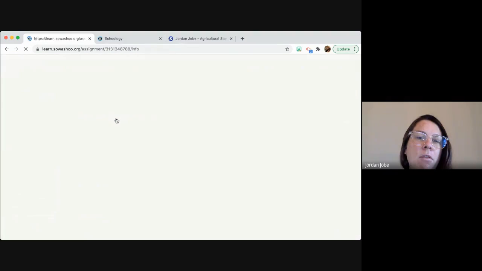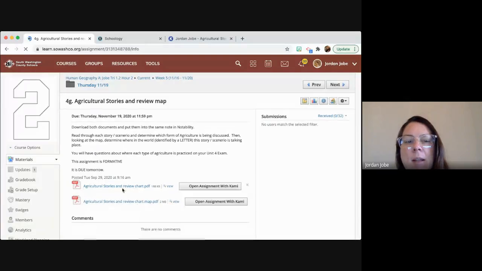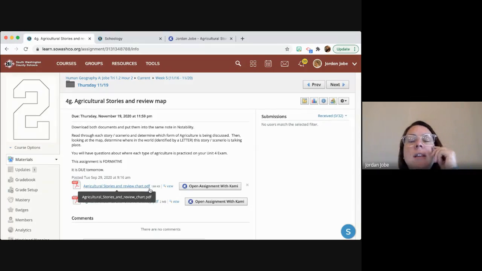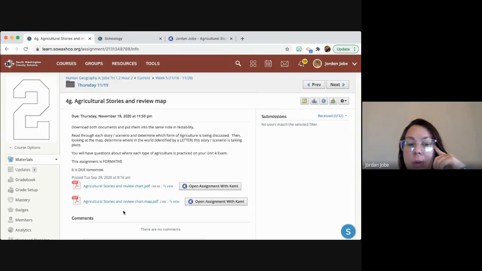you click on the agricultural stories, and there are 2 attachments. The first one, the agricultural stories and review chart, is what you need to put into Notability. The second one, the agricultural stories review chart map, you just need to open. You'll refer to it, you'll look at it, but you don't actually have to do anything with this document.